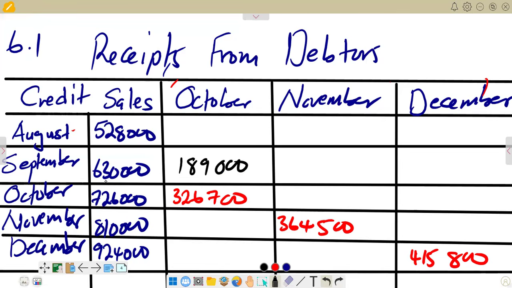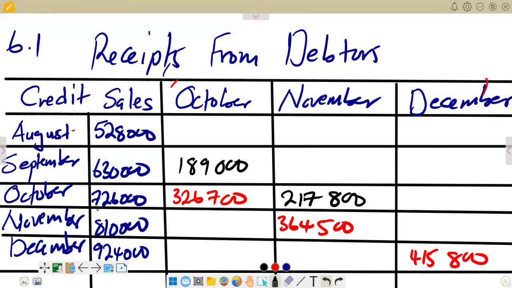Then we say 0.3. The credit sales for October will be received in November. So it's going to come here: 0.3 times 726,000. You are going to get 217,800. So this is what we have.